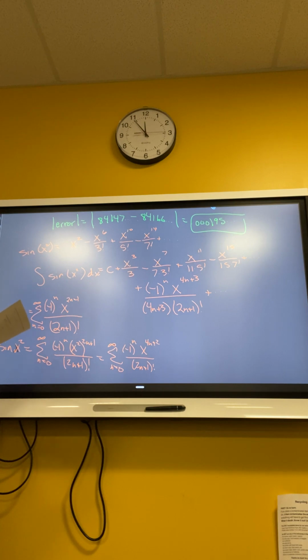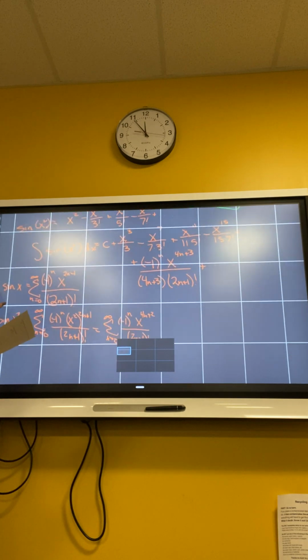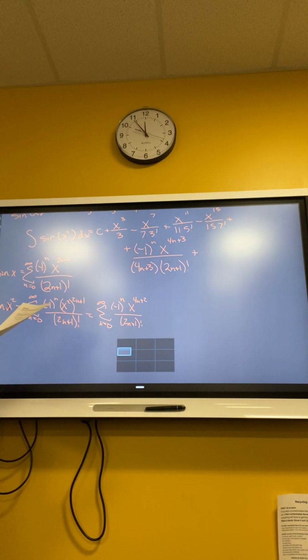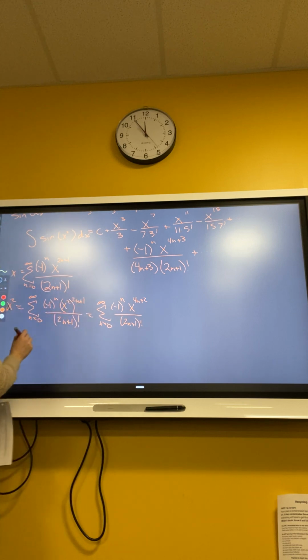Now, they want us to approximate the integral from 0 to 1 of sine x squared. I'm going to use a different color just so it doesn't get so messy. Integral from 0 to 1.